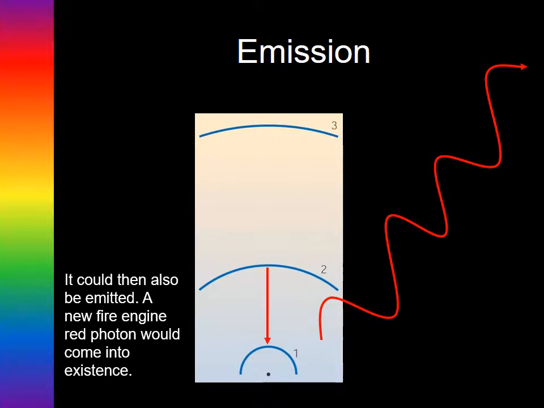When it gets rid of it, it can jump back down, emitting the same amount of energy that it took in, giving off a photon of the exact same fire engine red color.